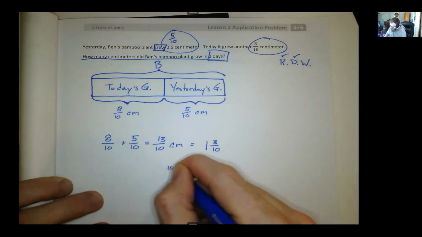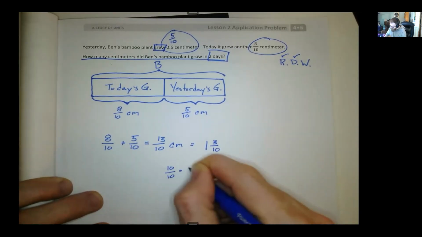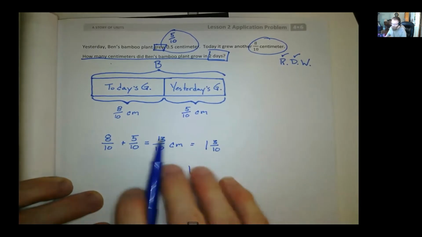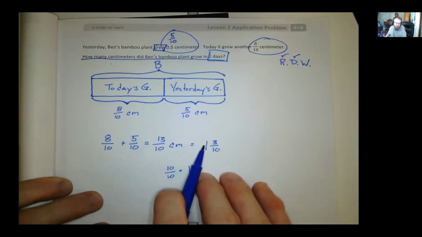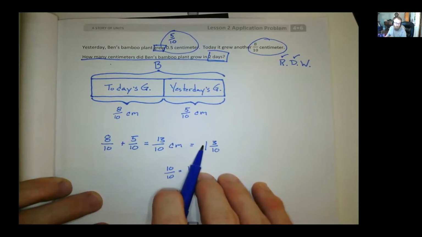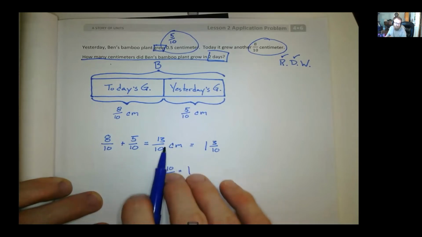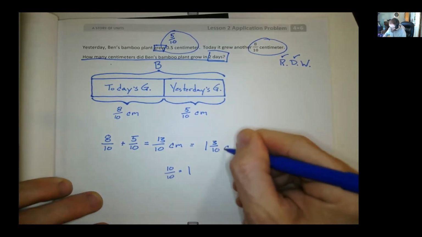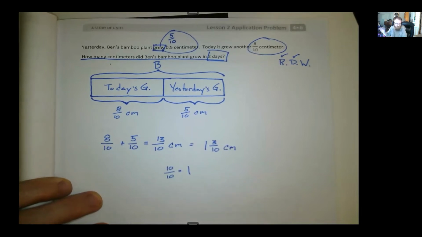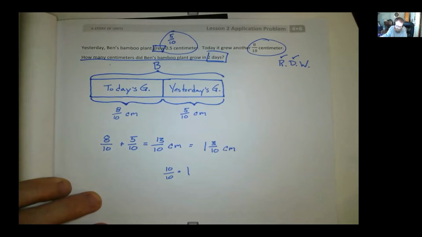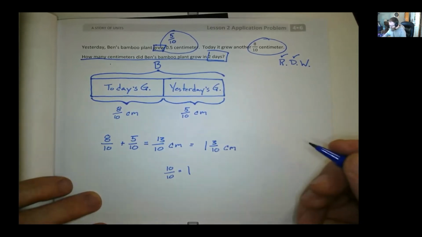because 10/10 is equal to 1. So we can remove 10/10 from 13/10, convert 10/10 to 1 whole, right? Because 10/10 and 1 whole are equivalent. And 13/10 of a centimeter becomes 1 and 3/10 of a centimeter is the total growth for Ben's plant in 2 days. That's the value B, right?